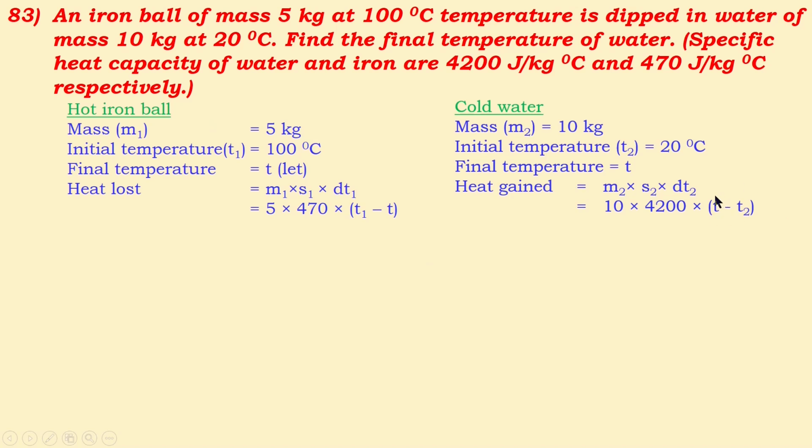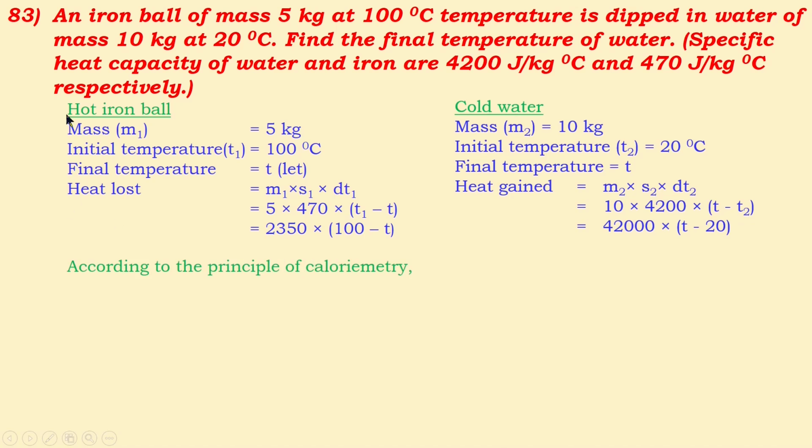But in the case of cold water, the final temperature is T, which is greater than its initial temperature T2. That's why the final temperature T minus T2 gives the difference of temperature in the case of cold water. This is the key point. Okay, let's go to the next. When we multiply this, 5 into 470 we get 2350, and T1 is 100 and T remains the same. In the second case also 42,000, T minus the value of T2, which is 20.